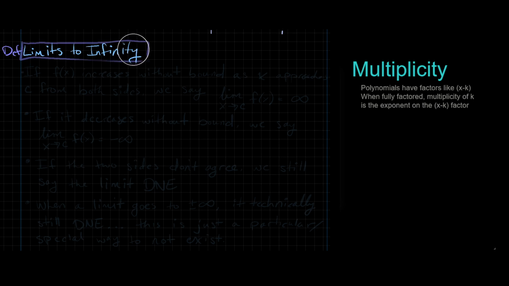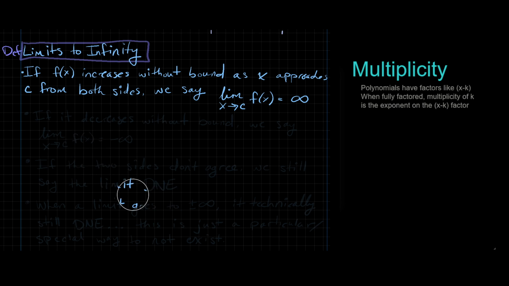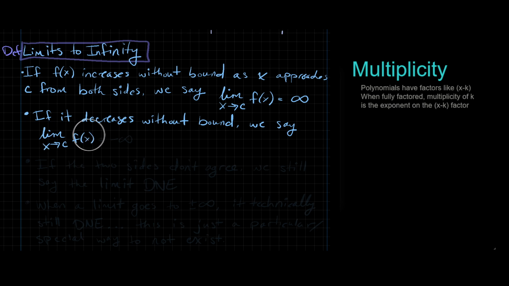I'm going to put a definition to this idea of limits that go to infinity. Let's suppose f of x is something that increases without bound as x approaches c from both sides. Okay, when that happens, we're going to say that the limit as x goes to c of f of x is positive infinity. Same thing for decreasing without bound. If it decreases without bound, we're going to say the limit as x goes to c of f of x is negative infinity.